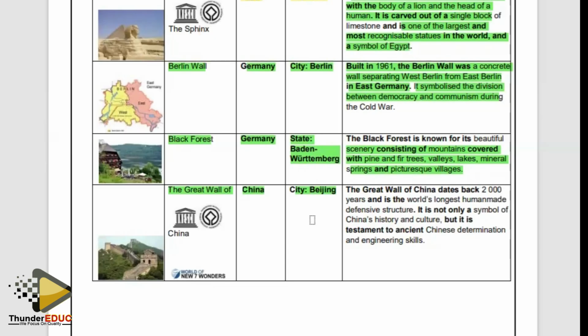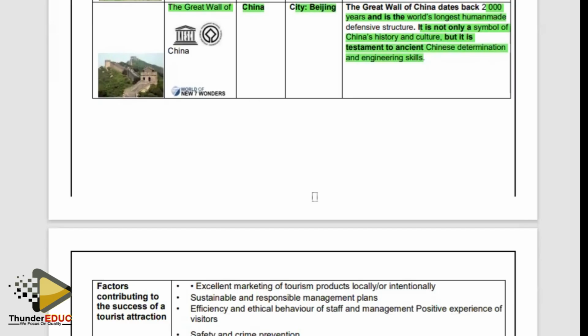So the first thing, it is of historical importance. Why? Simply because it dates back 2,000 years, which is a long time ago. It is the world's longest human-made defensive structure. It is not only a symbol of China's history and culture, but a testament to ancient Chinese determination and engineering skills. So that is the Great Wall of China.